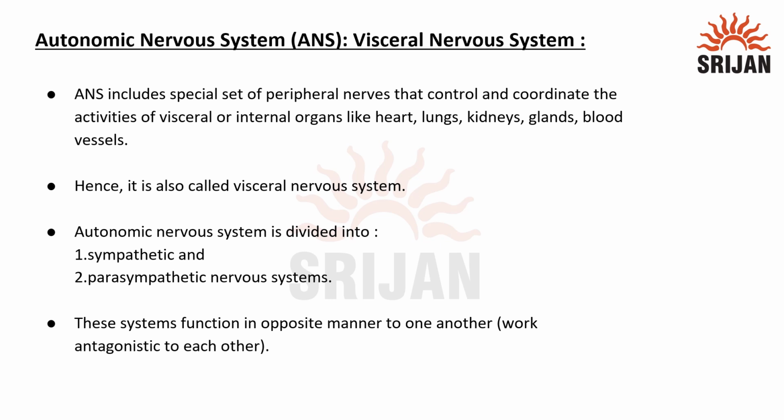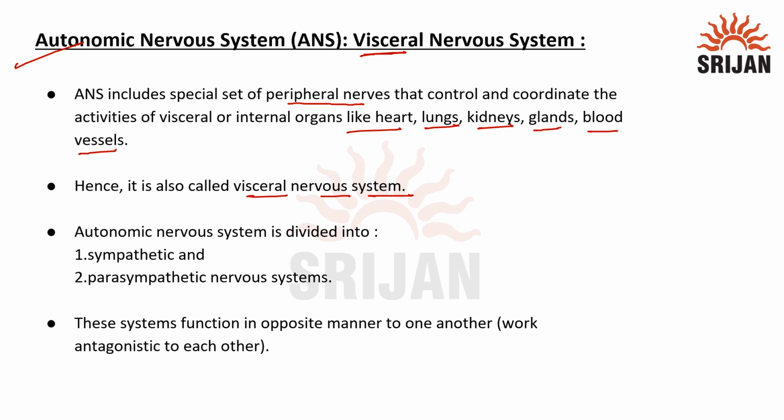Now let's take a look at the autonomic nervous system, ANS, also known as the visceral nervous system. With the word visceral, we know that there are certain visceral organs or internal organs like the heart, lungs, kidneys, glands, and blood vessels. All these are visceral organs, and they are coordinated by a special set of nervous system which is called the autonomic nervous system. So the ANS includes a special set of peripheral nerves that control and coordinate all these visceral organs, and hence it is given the name visceral nervous system.